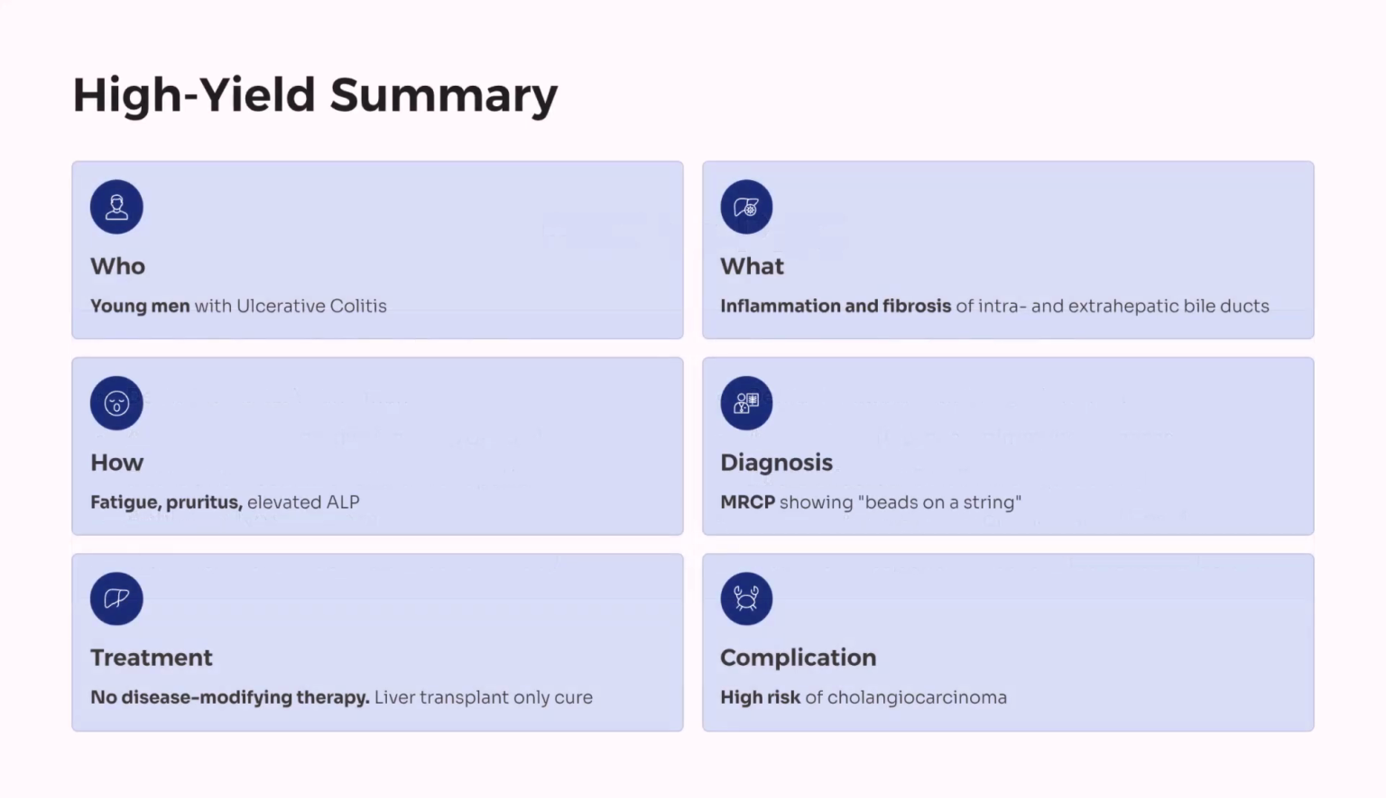And that's primary sclerosing cholangitis in a nutshell. Just remember the key takeaways. PSC is an inflammatory fibrosing disease of the intra- and extrahepatic bile ducts that classically affects young men with ulcerative colitis. They present with fatigue, pruritus, and a high ALP, and are diagnosed with an MRCP showing beads on a string. The only curative treatment is a liver transplant, and you must always watch for the high risk of cholangiocarcinoma.